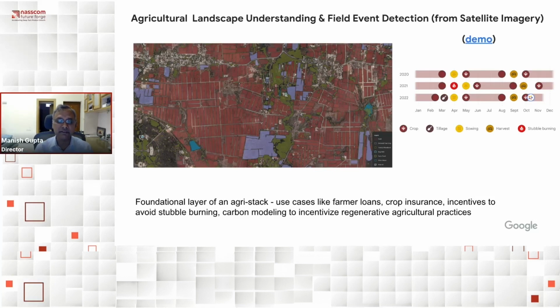And we've been piloting this in states like Maharashtra and Telangana, and making the solution available to startups in India. There are startups like Teamup in Telangana which have integrated their solution with the landscape understanding capabilities that we have provided, so that they are now able to show a field-wise view.